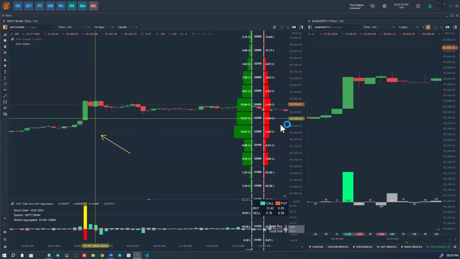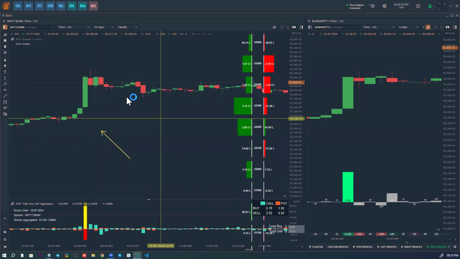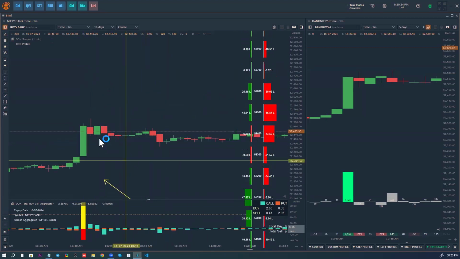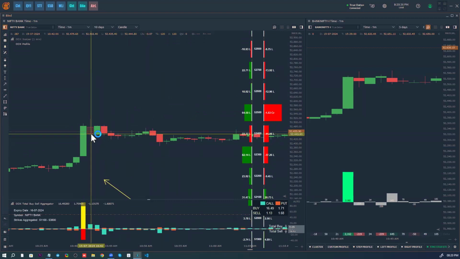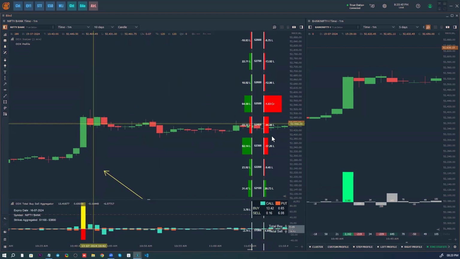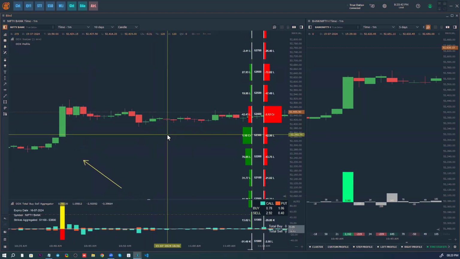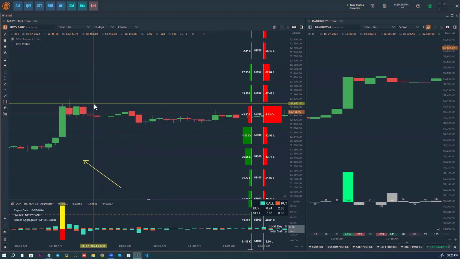But what happened is, on the very next candle, most probably you will exit. The reason for that is, if you look at the data, on the next candle there's still buying. Now I will talk about the concept of a divergence, which is a divergence between what is happening in the options and what is happening in the spot. So look at what is happening here.